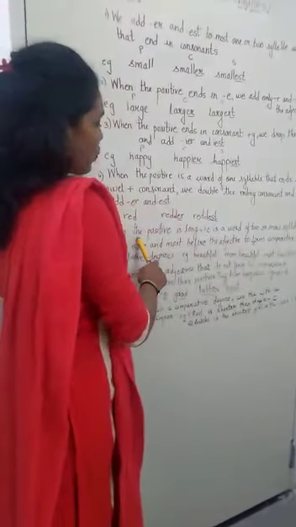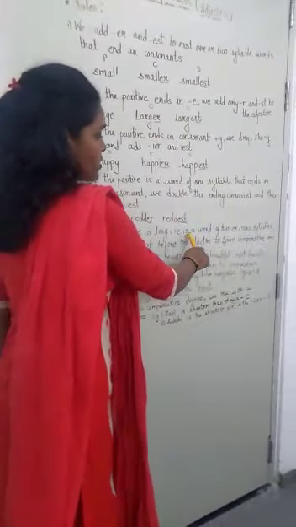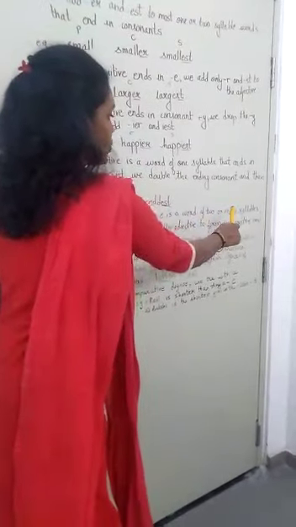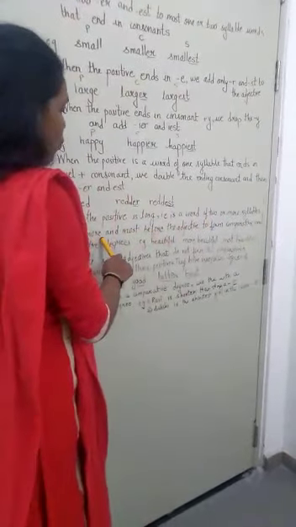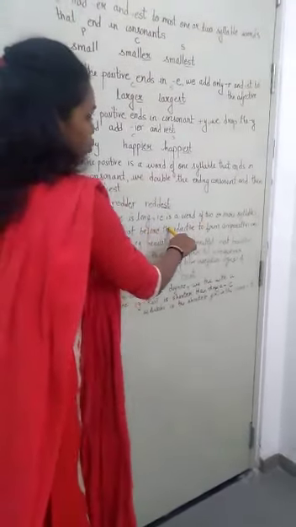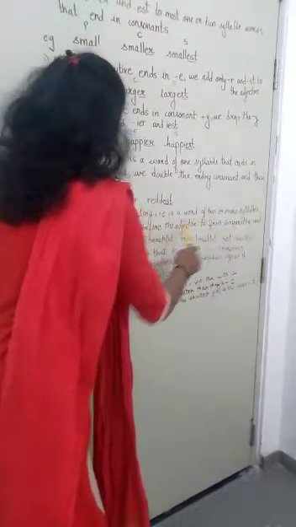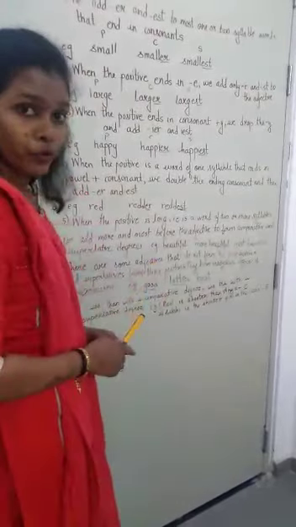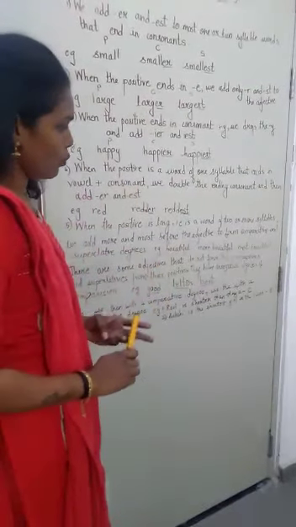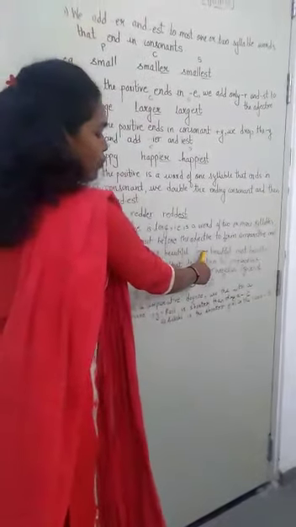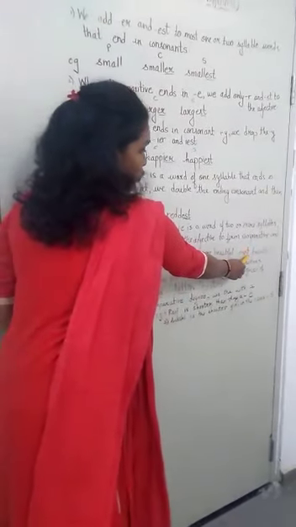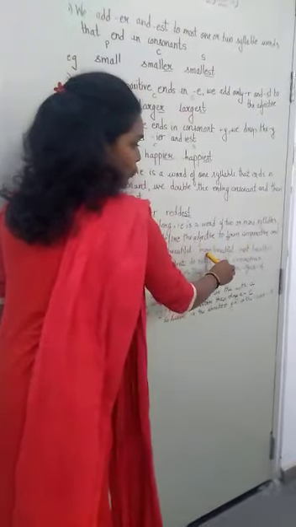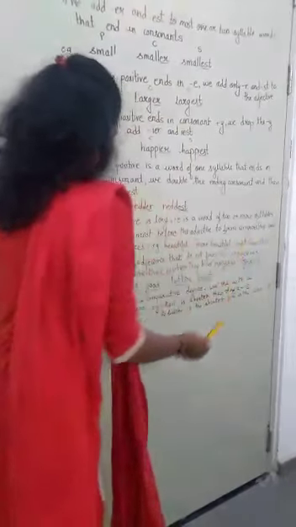Next, when the positive is long, that is a word of two or more syllables, we add more and most before the adjective to form a comparative and a superlative degree. For example, beautiful, more beautiful and most beautiful. We don't add here beautifuler or beautifulest. We have to add more beautiful and most beautiful.